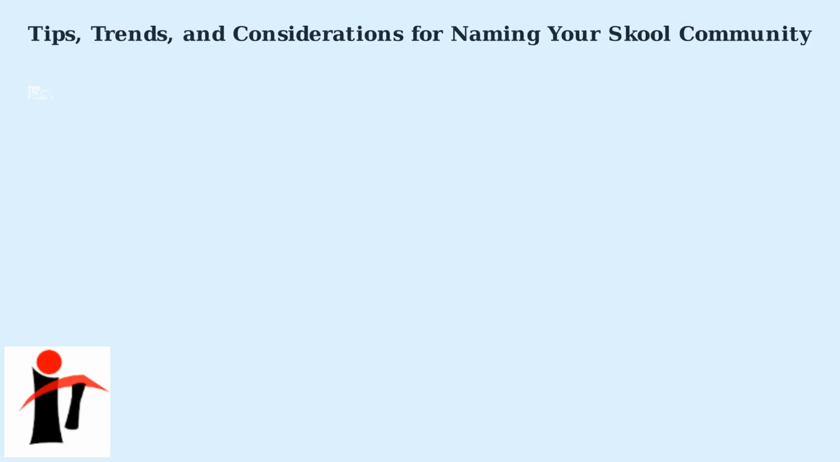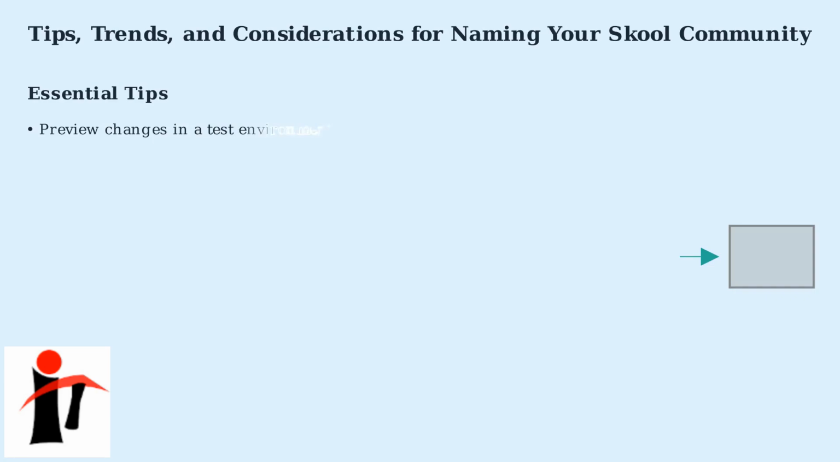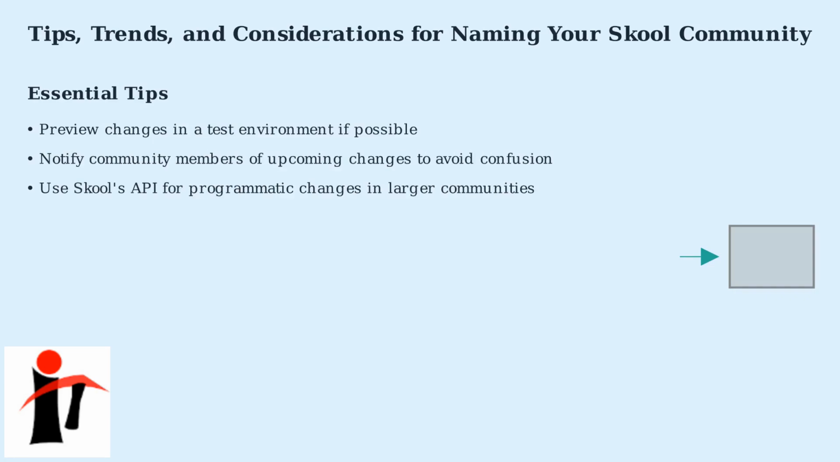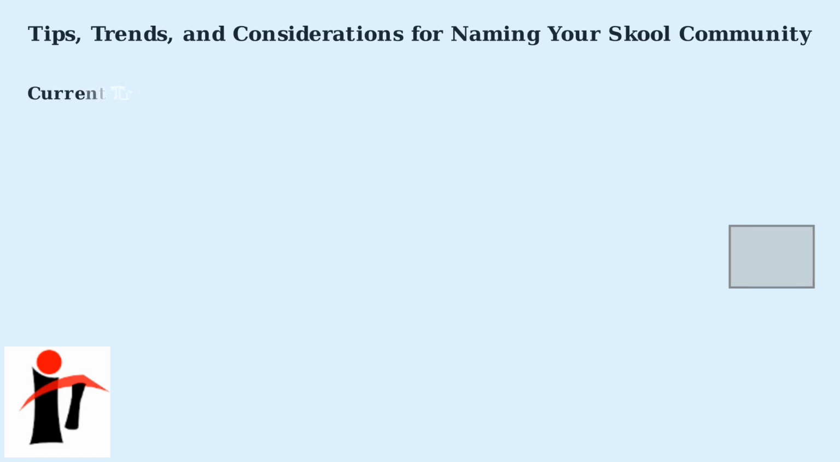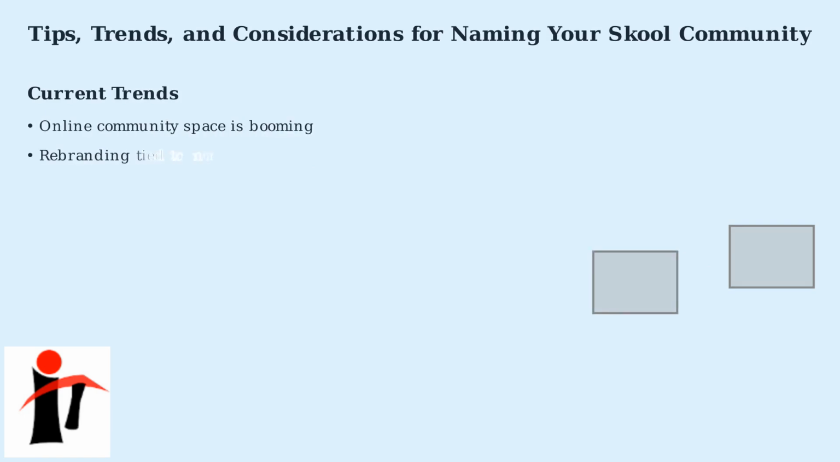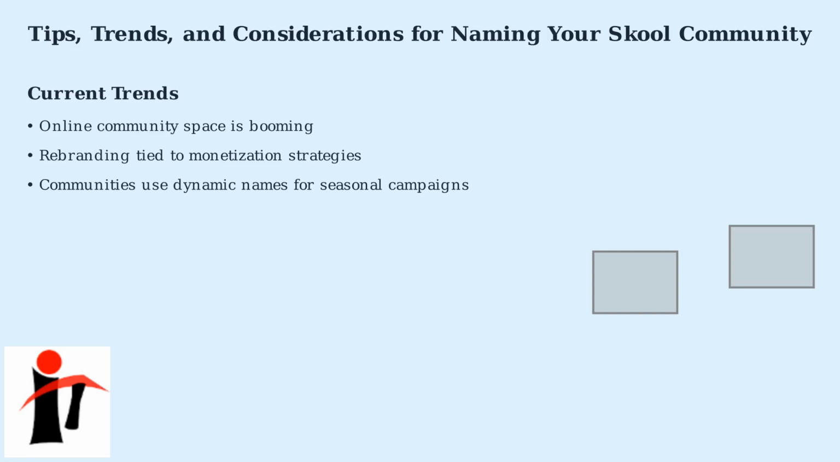Keep these tips in mind when choosing a name. Preview changes in a test environment if possible, and always notify your community members of the upcoming change to avoid confusion. The online community space is booming, and rebranding is increasingly tied to monetization. Some communities use dynamic names for seasonal campaigns.